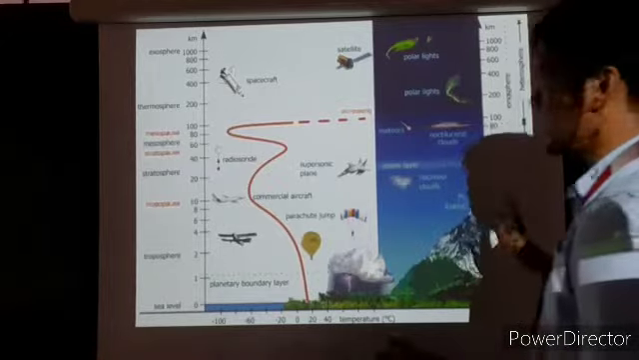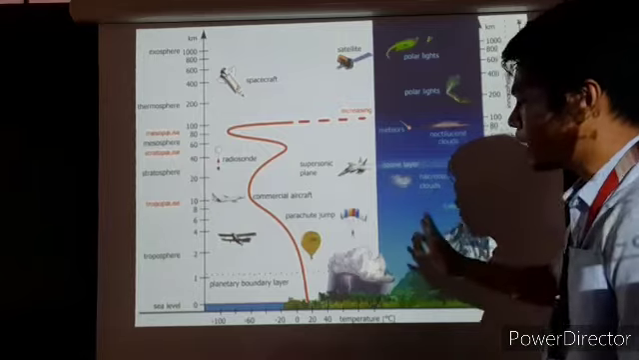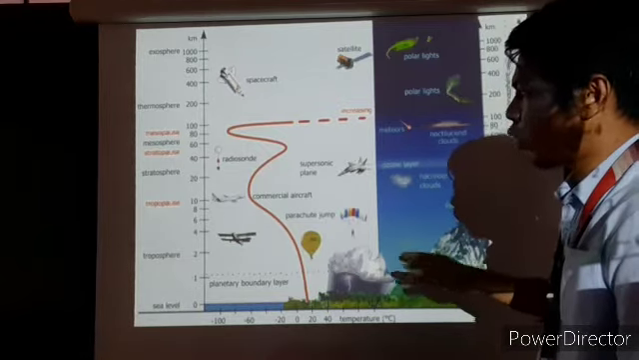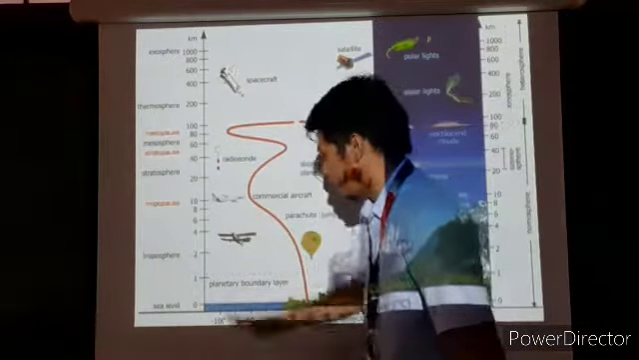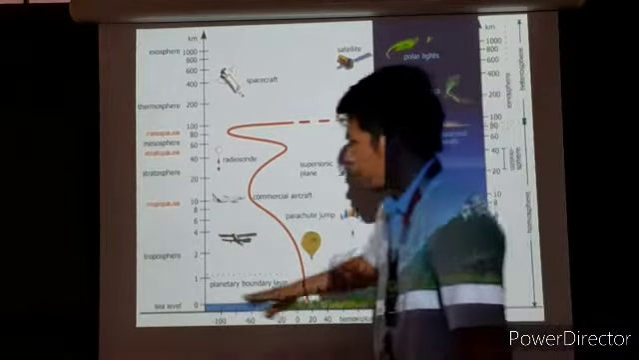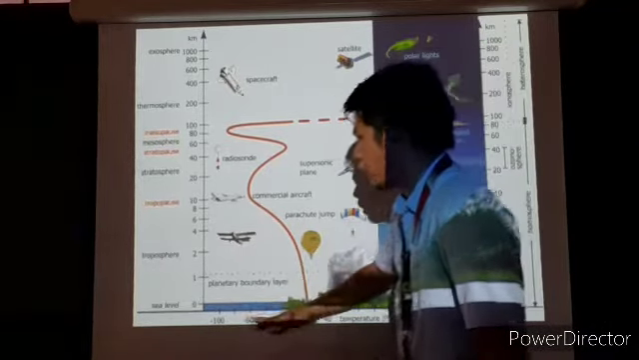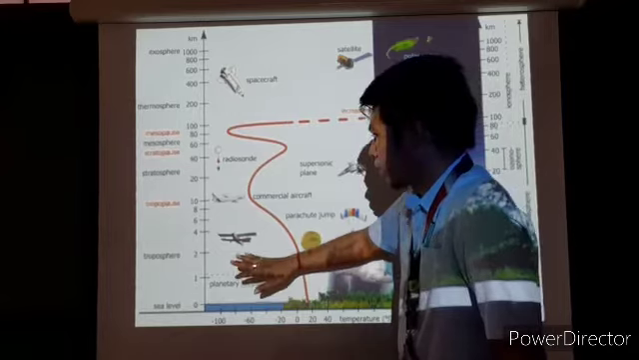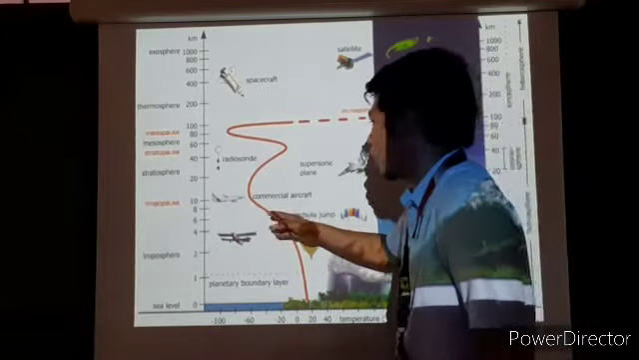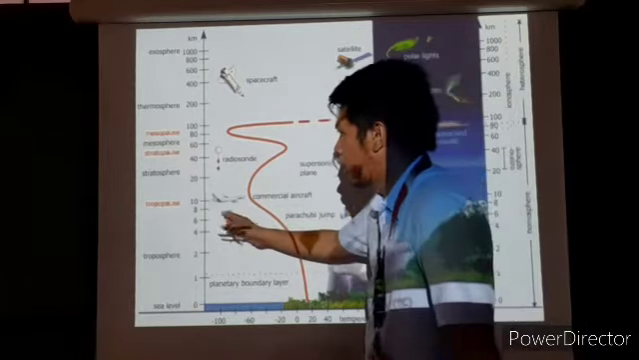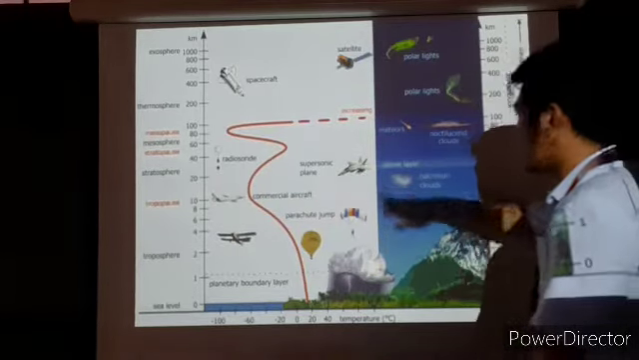Okay, so let's look at this figure. These are the things you will see according to the layers of the Earth. This is the Earth's surface. In the troposphere we have planes, parachutes, and commercial aircraft. In the stratosphere we have supersonic planes.